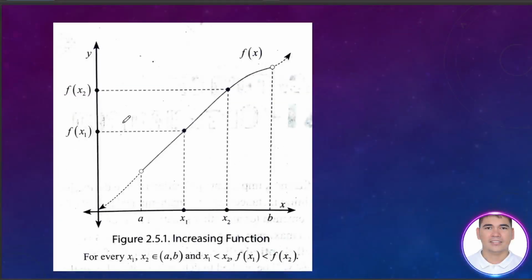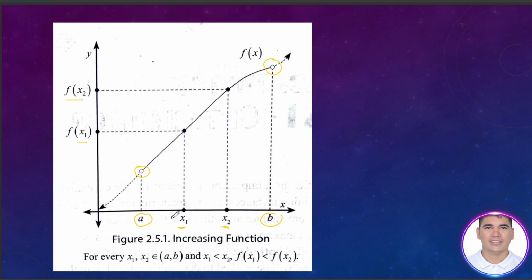Now, in this illustration, we have the open interval. This is our A, and this is our B. Take note, the symbol talks about an open interval. x sub 1 and x sub 2 in this graph are elements of the open interval AB. And then we have f of x sub 1 and f of x sub 2. Let us analyze in this figure why it is an increasing function.